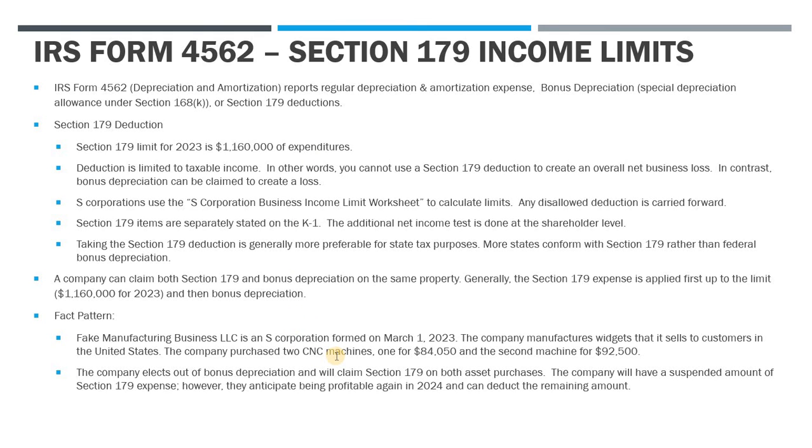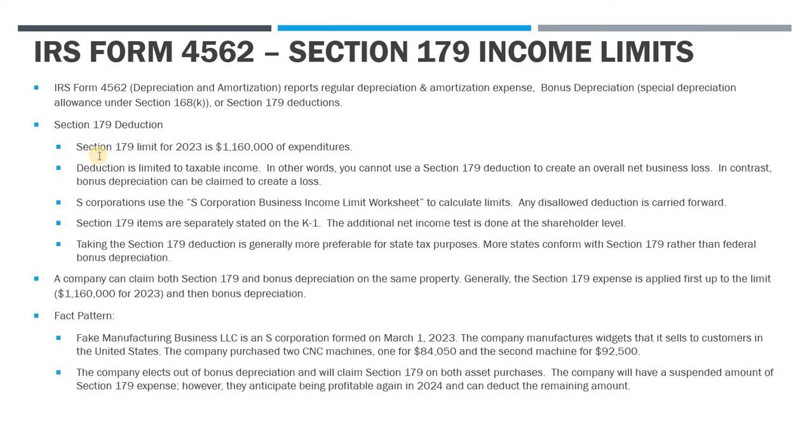So when we talk about this 179 deduction, it's often brought up in the same conversation as bonus depreciation. So bonus depreciation is a first-year deduction for a percentage of the value of the property. With 179, it's not a percentage, it's a dollar limit. So for 179 purposes, in 2023, the dollar limit that you can deduct across all the property is $1.16 million.